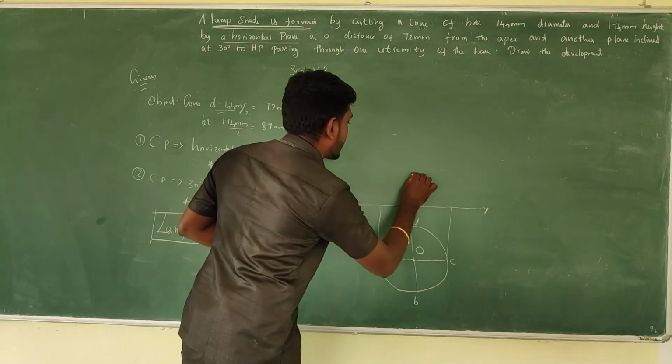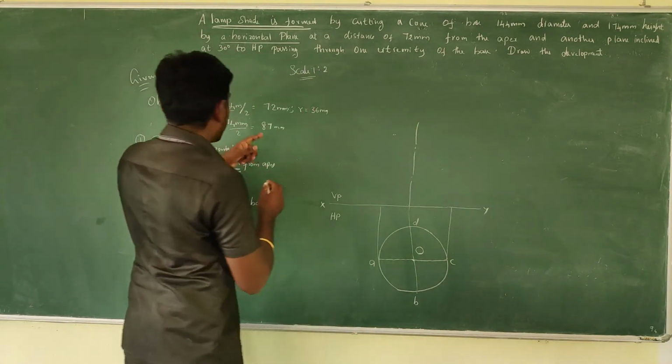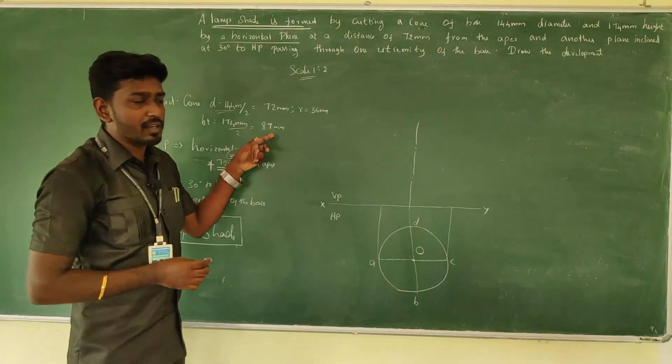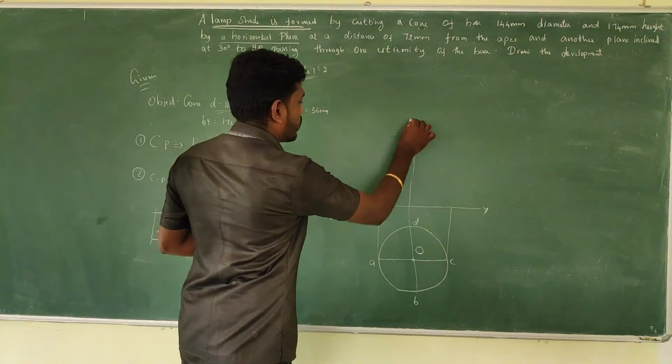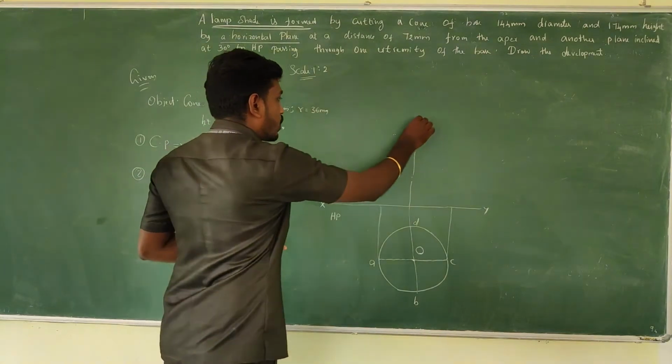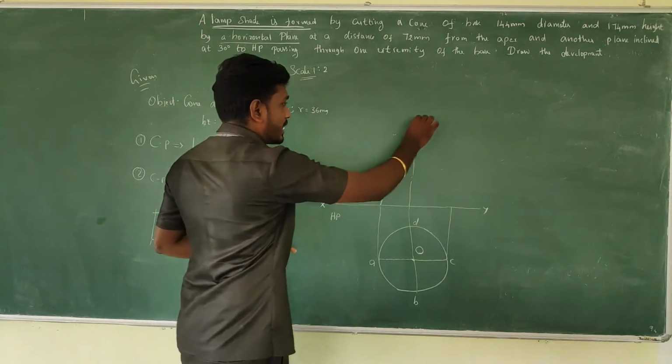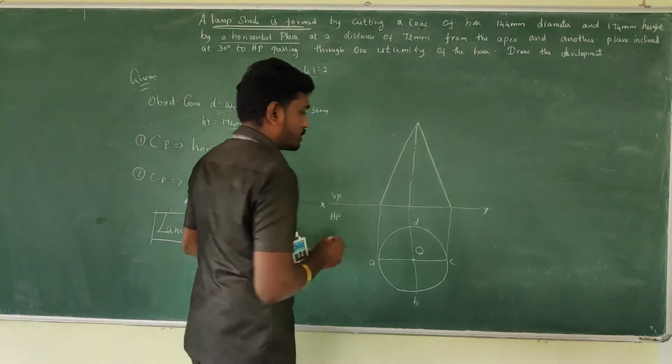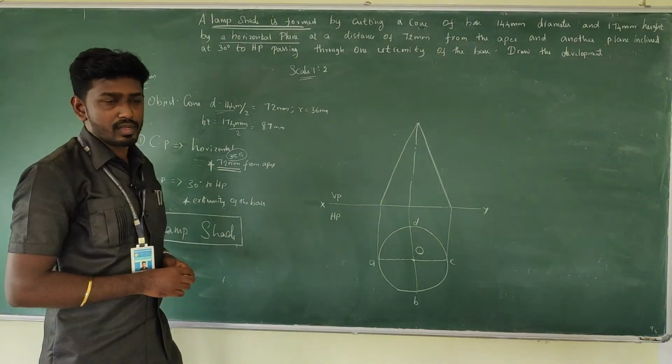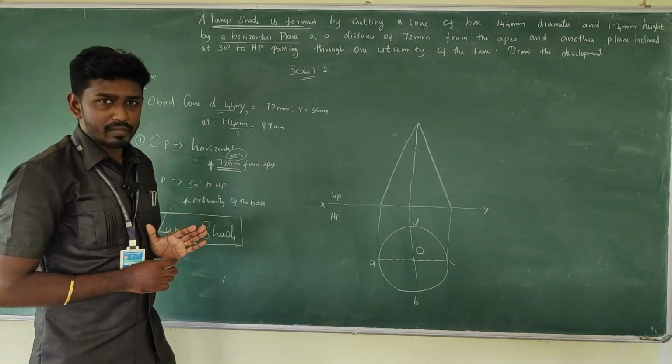Take the axis, here the axis height is given. After scaling we got 87, so take 87, measure it and go for the triangular face. So this is the formation. Am I right?